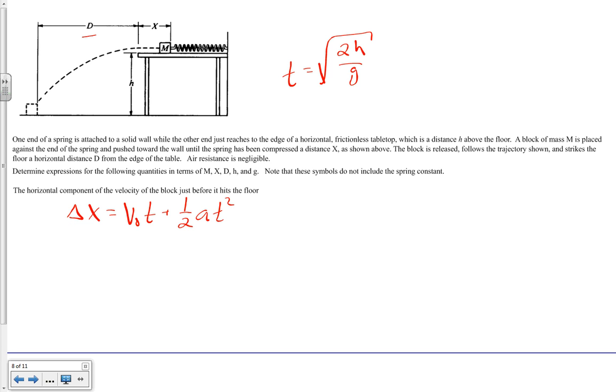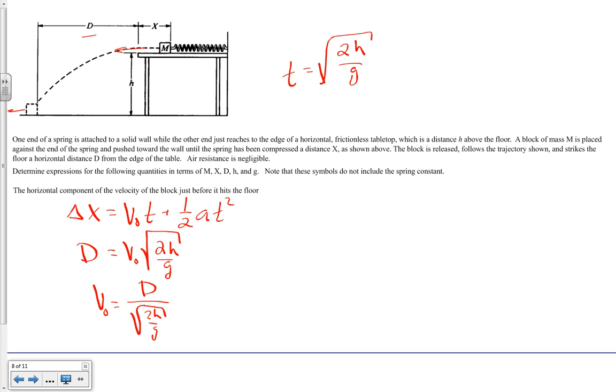How far did it go? It gives it to us. Distance d, initial velocity is whatever it is, and that's the time it took to get to the floor, root 2h over g. So, initial velocity is d over root 2h over g. That's how fast it was going when it left.